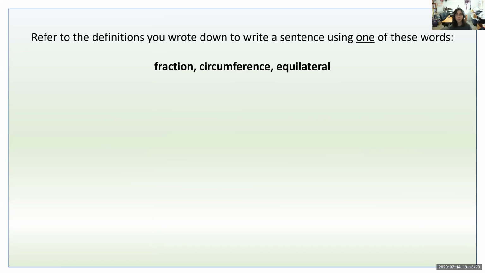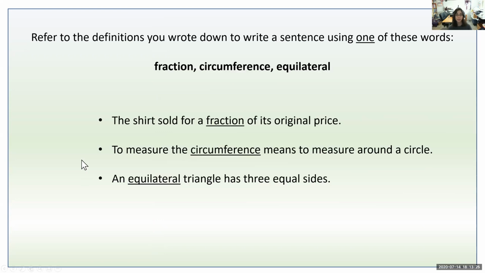Awesome, so now that you're all done with that, here are some sample sentences. The shirt sold for a fraction of its original price. The root fract means to break. So basically you're breaking the original price down into a fraction. So the shirt sold for a fraction, so only a part of its original price.